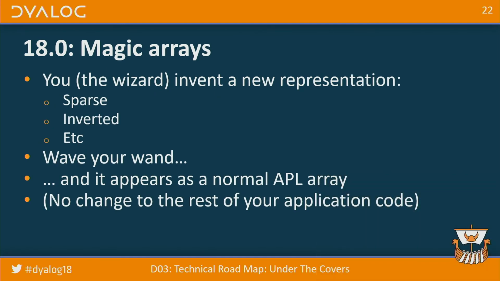Another big idea, magic arrays. I don't think we've spoken about this publicly before, but it's an idea that has been floating around for a few years. Dyalog APL itself doesn't have a way of representing a sparse array. It doesn't have built-in support for inverted arrays, or tables stored as vectors of column vectors. If you want to use those at the moment, you have to rewrite your APL code to work on those forms explicitly.